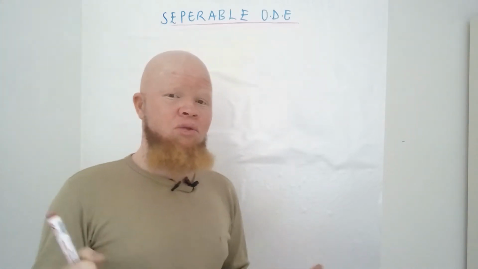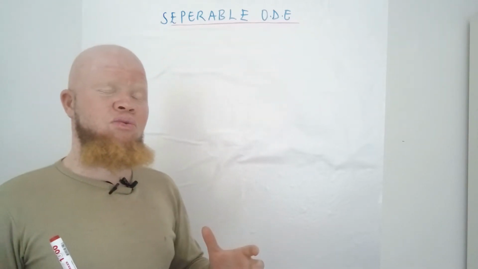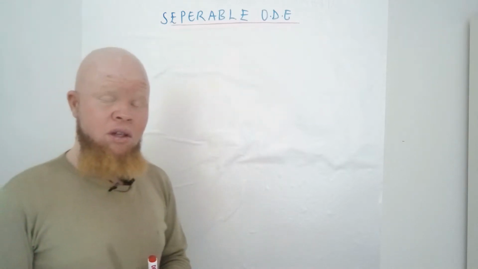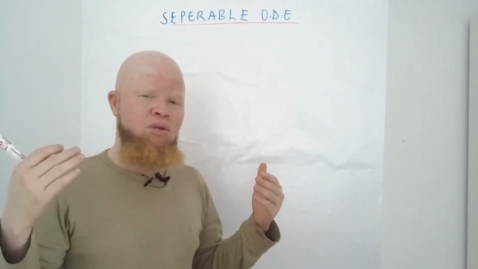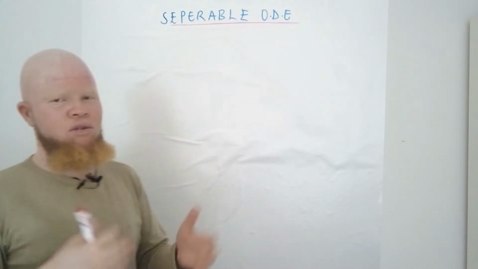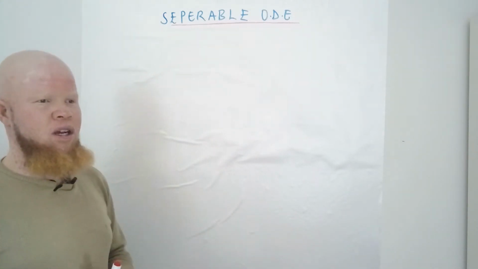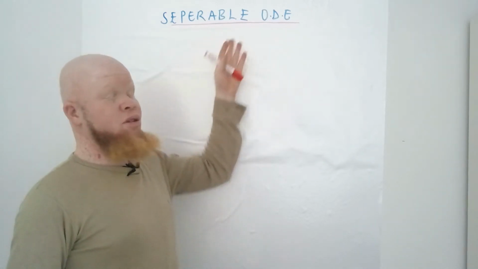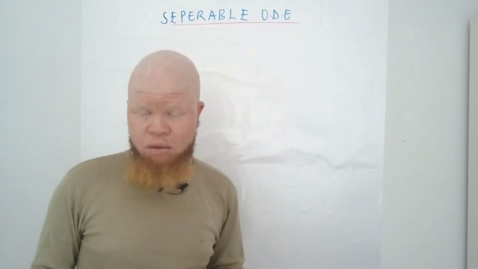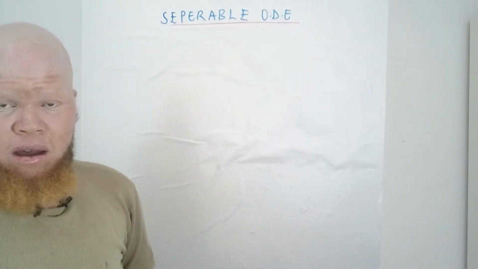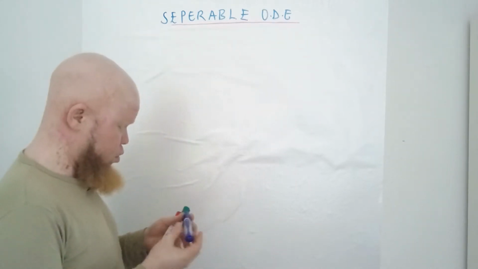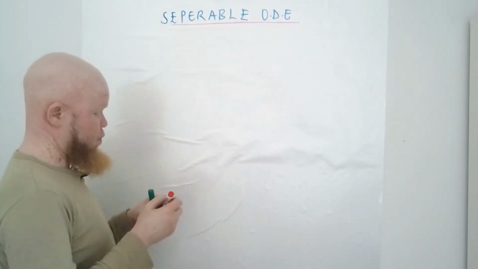So what is the goal? The goal is that we want to integrate our differential equations so that we can find the original solution, either a general solution or a particular solution, depending on, we shall see what I mean by that. So separable ordinary differential equations are a type of differential equations that can be separated.